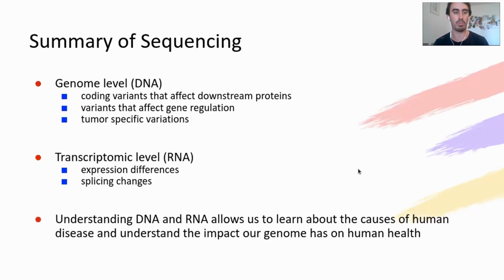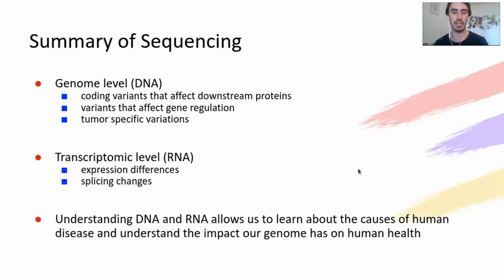So again, a larger summary. At the genome level, we can identify coding variants that affect downstream proteins. Like in the case of sickle cell anemia, a single change affects the message, that message affects the protein, and that can impact the way that that disease is treated or studied. And at the RNA level, we can focus on expression and splicing patterns to identify why different parts of the body and different cell types might be using the DNA template in different ways.